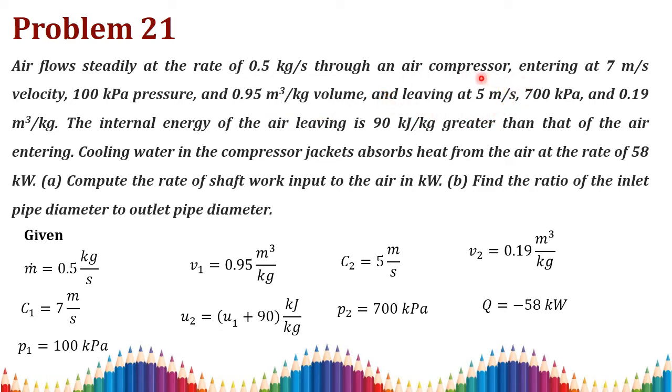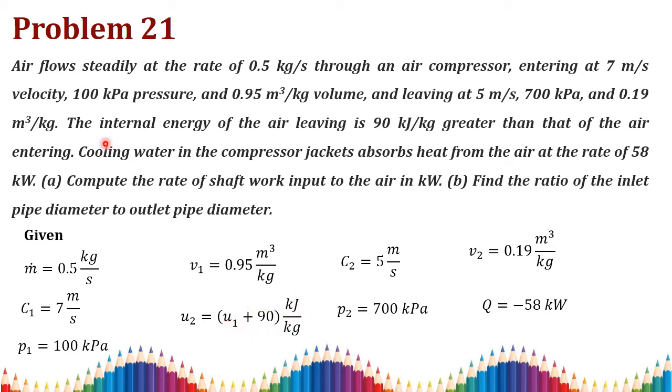So C2 is 5 meter per second, P2 is 700 kilopascal and the final specific volume is 0.19 meter cube per kg. The internal energy of the air leaving is 90 kilojoule per kilogram greater than that of the air entering. So the internal energy of the air leaving, U2, is more than the internal energy entering. So we can write U2 is equal to U1 plus 90 kilojoule per kilogram.